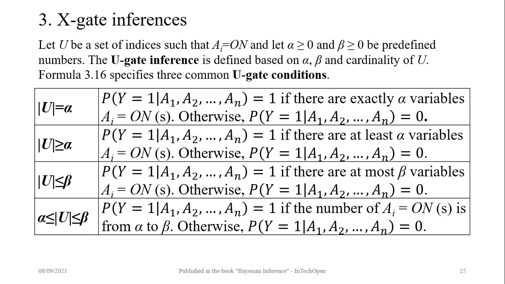If the cardinality of U is smaller than or equal to beta, the probability of Y1 given A1, A2, ..., An equals 1 if there are at most beta variables Ai on. Otherwise, this probability equals 0. If the cardinality of U is larger than or equal to alpha and smaller than or equal to beta, the probability of Y1 equals 1 if the number of Ai on is from alpha to beta. Otherwise, this probability is 0.